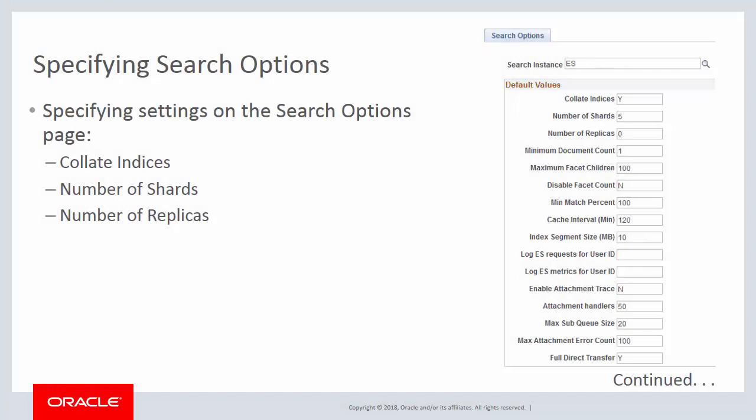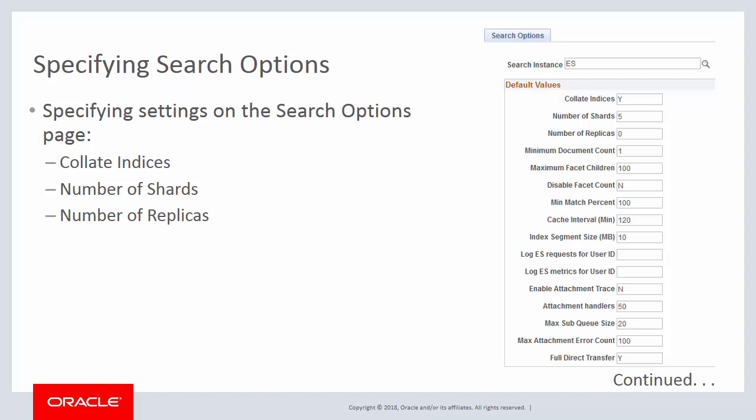Prior to running the indexing process, you need to specify the global settings on the search options page. Please note that here we specifically discuss 3 settings that are essential to the Elasticsearch search engine implementation. You will remember that earlier in this presentation we discussed a few settings that are specifically used for the direct transfer technology.